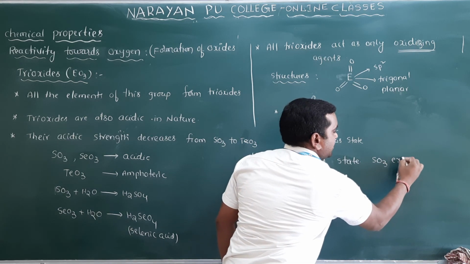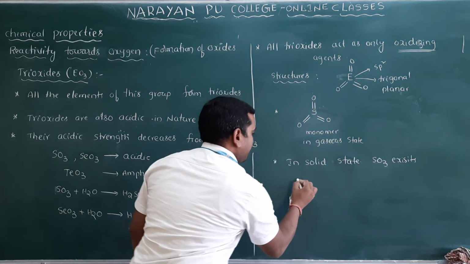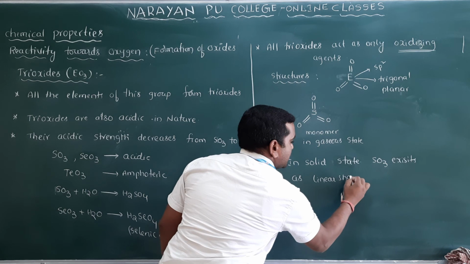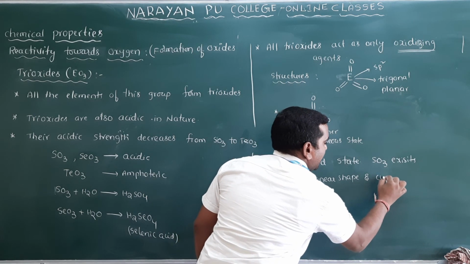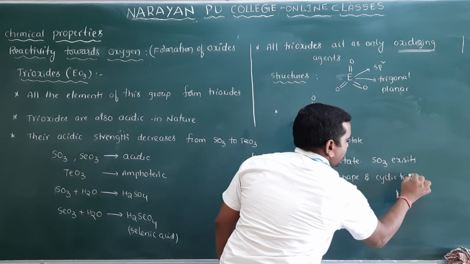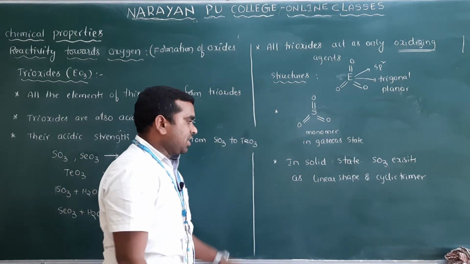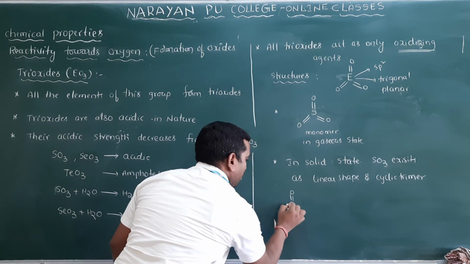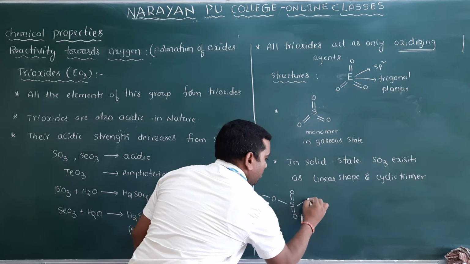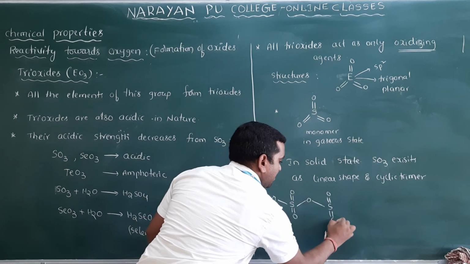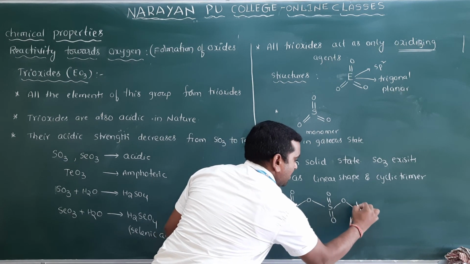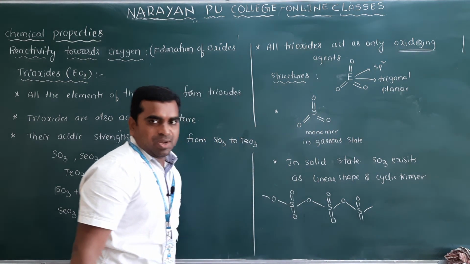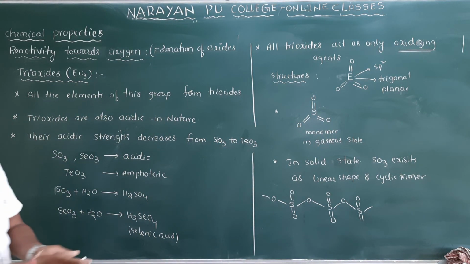SO3 exists in a linear shape and also in a cyclic trimer shape. What does the linear shape mean? This is S double bond O, and here there will be an O, and here an O. Clear? So again, S double bond O. This is the linear shape, which we will call the linear chain.